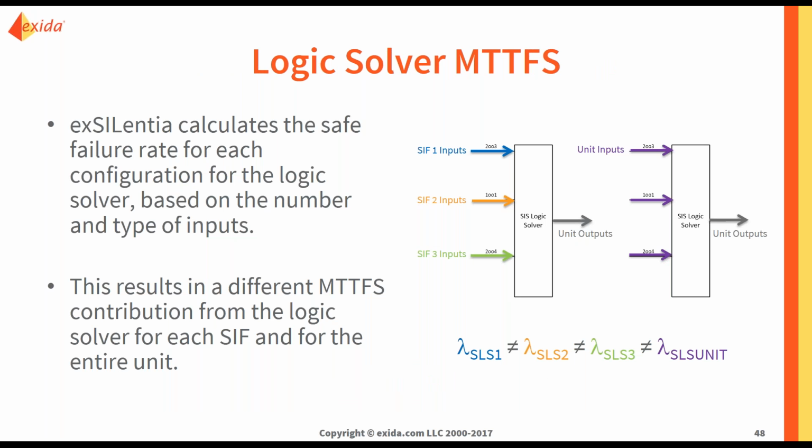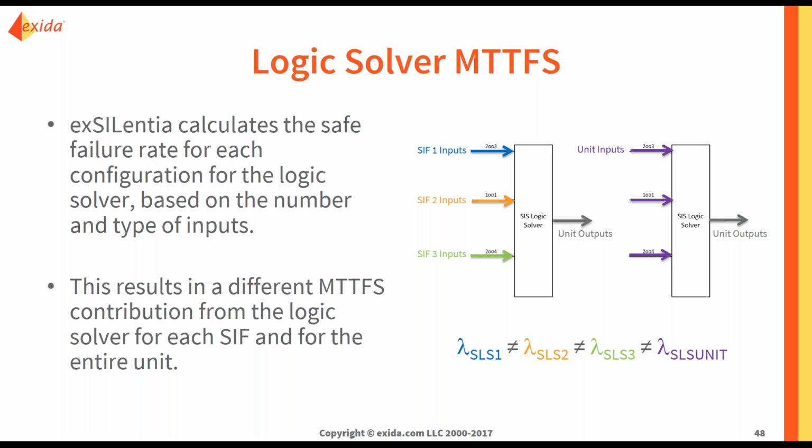exSILentia correctly calculates the safe failure rate for each configuration of the logic solver based on the number of inputs and type of inputs and outputs. So you can see here by the diagram that the SIF inputs are different for SIF 1, SIF 2, and SIF 3. That is going to affect your safe failure rate for the logic solver, depending on how many components there are, also depending on the type of inputs, whether it's digital or analog.